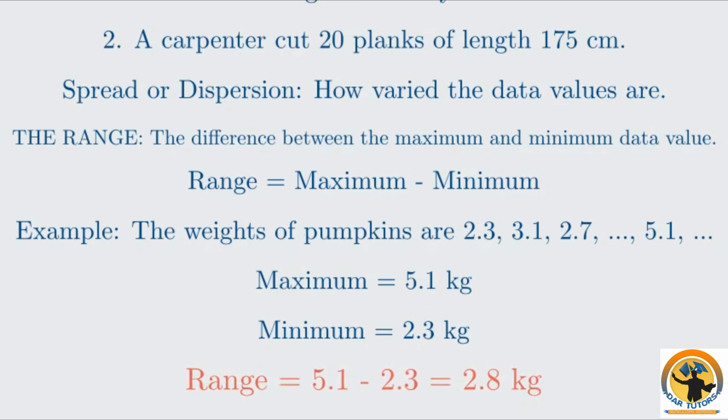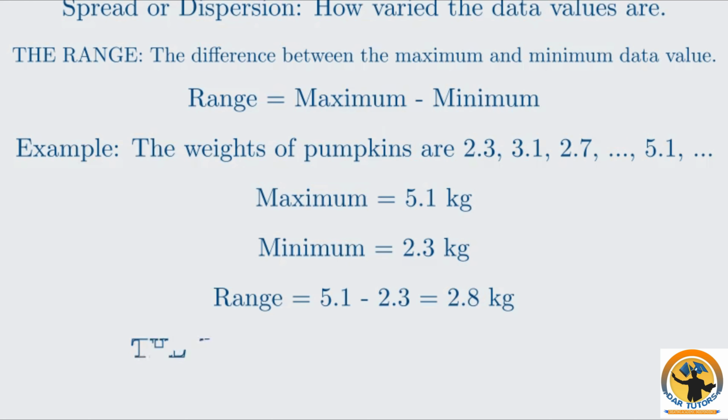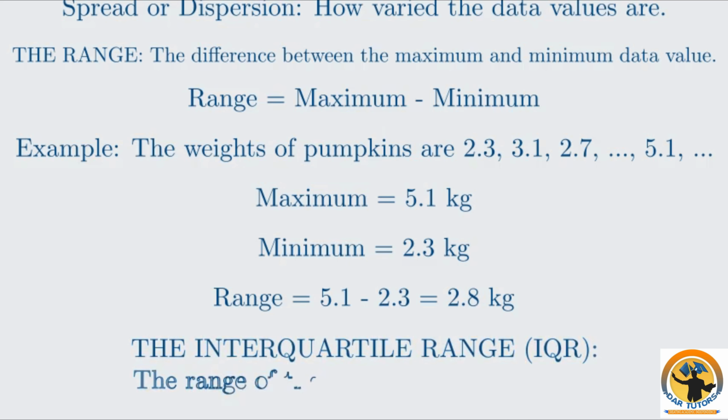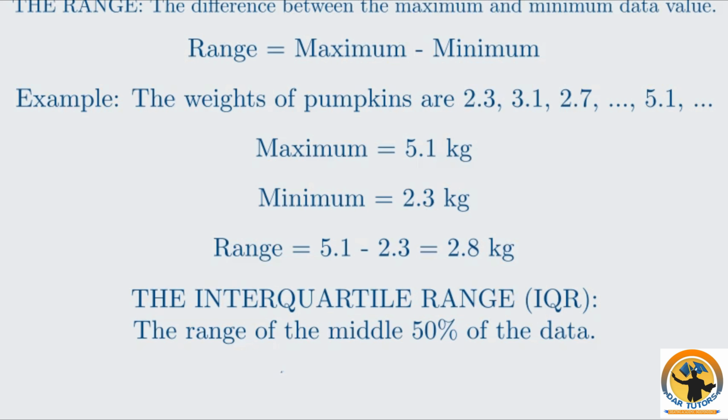However, like the mean, the range is highly affected by outliers. For example, if there was a tiny pumpkin weighing 0.1 kilos, the range would increase to 5.0, even though most of the data hasn't changed. For this reason, we often prefer a more robust measure, the interquartile range, or IQR. The IQR describes the spread of the middle 50% of the data. It's the difference between the upper quartile, or Q3, and the lower quartile, Q1.